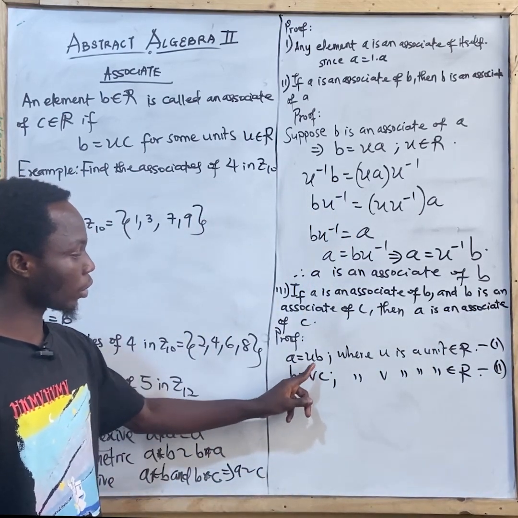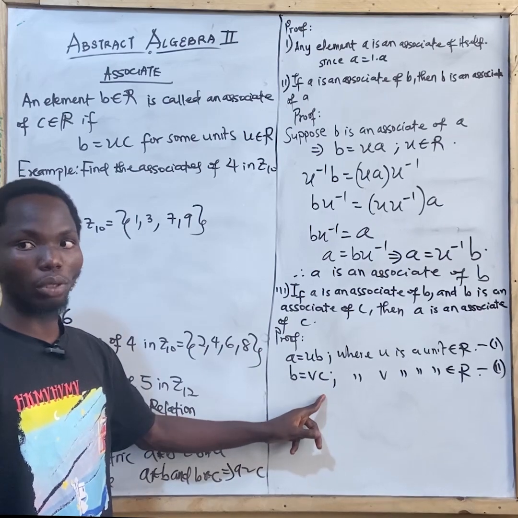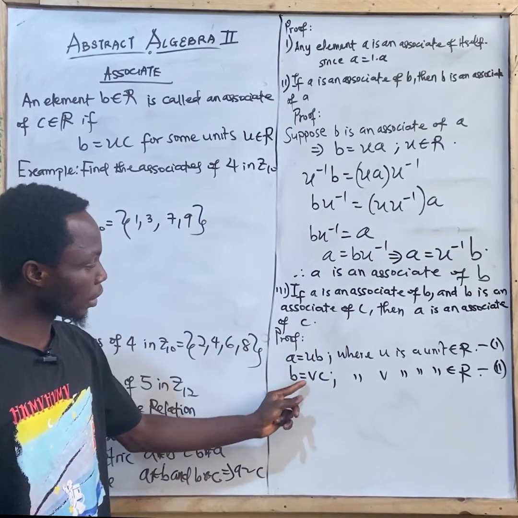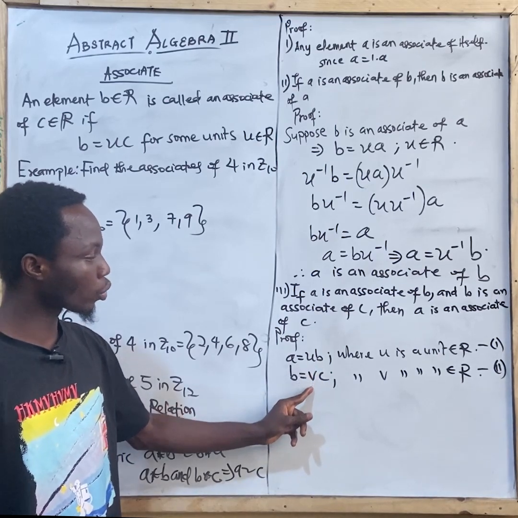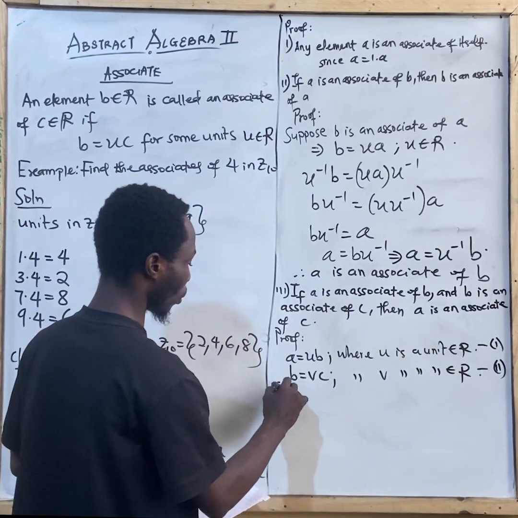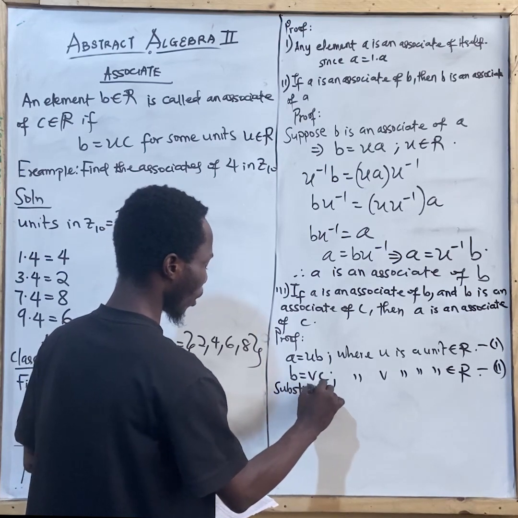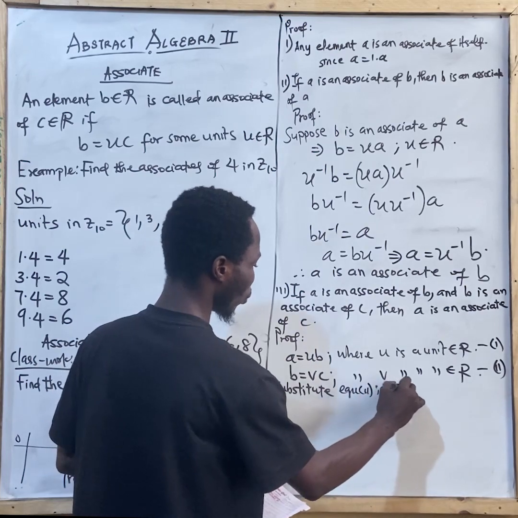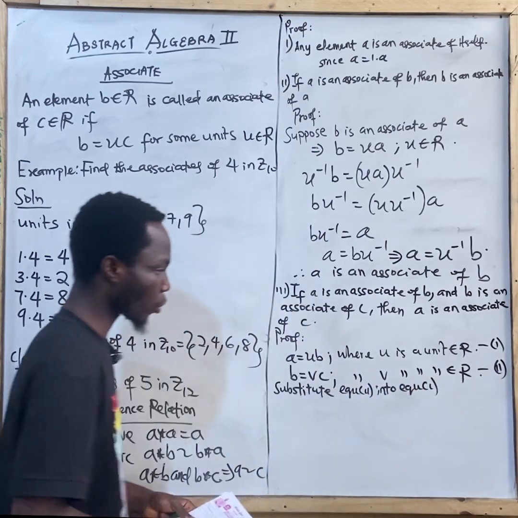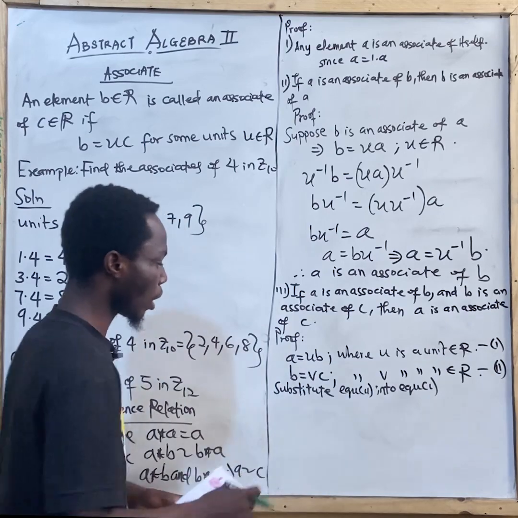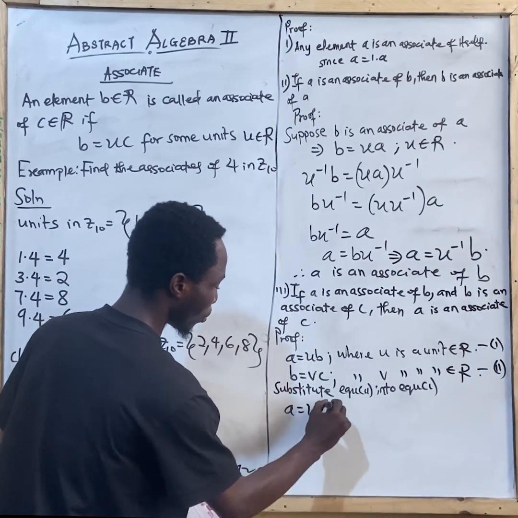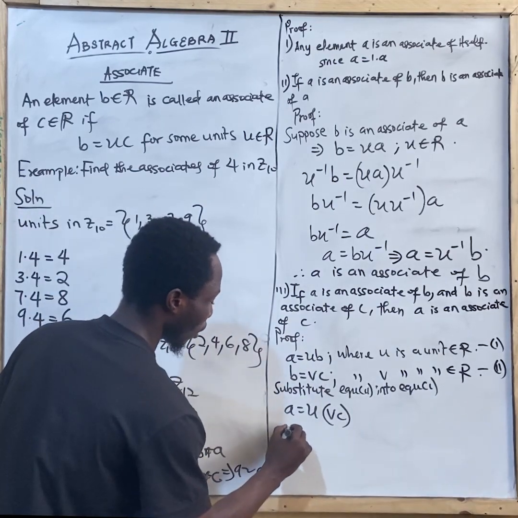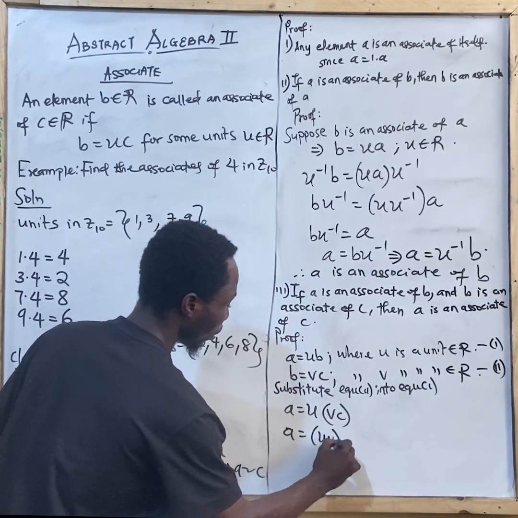Now A is an associate of B, and B is an associate of C. What I want to prove is that A is an associate of C. Now you can see that B equals VC. I can substitute equation 2 into equation 1. So when I substitute, I have A equals U multiplied by B, which is VC. So I can say A equals UV times C.